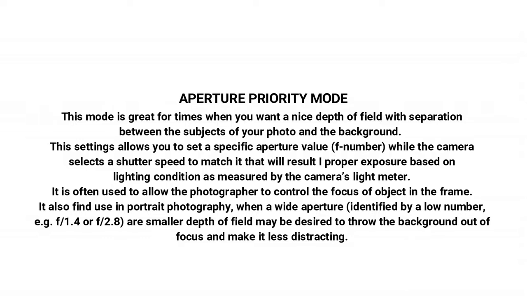Now, it is often used to allow the photographer to control the focus of the object in the frame. It also finds use in portrait photography when a wide aperture, identified by a low number. When we say an aperture is wide, it means you have a low value of aperture, like f1.4, f2.8. So these give a smaller depth of field. This smaller depth of field may be desired to throw the background out of focus and make it less distracting.